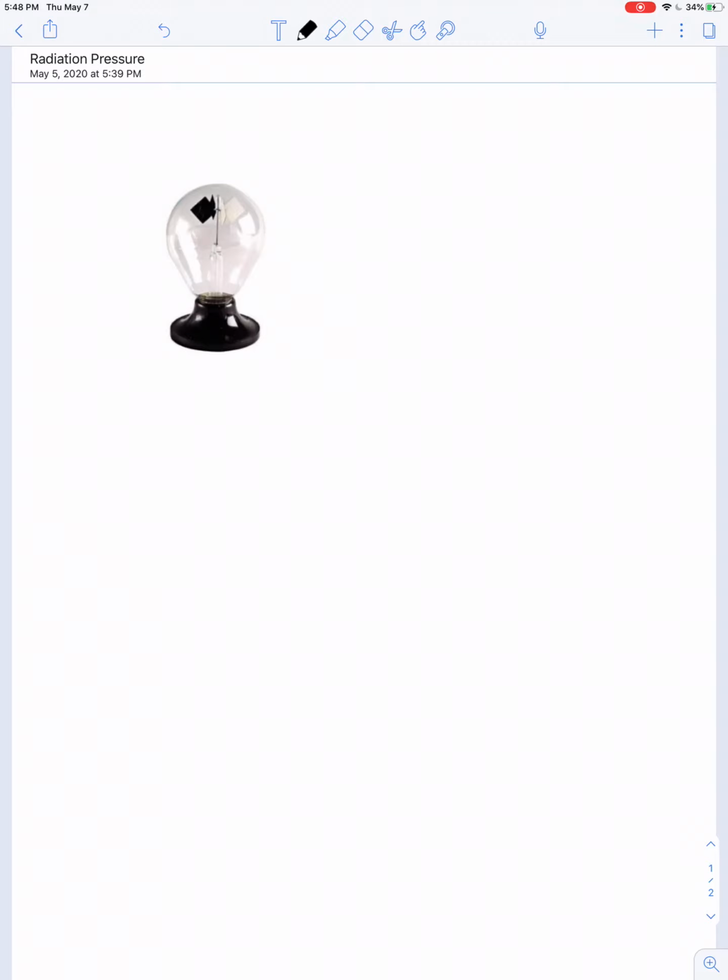If you're following my video lessons in order, then the last video you just saw showed a Crookes radiometer. Some people have argued that the Crookes radiometer rotates because of photon momentum and radiation pressure, but it's clear that it's actually a thermal phenomenon.